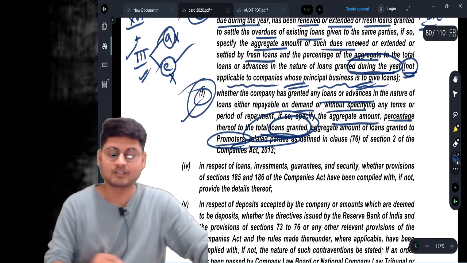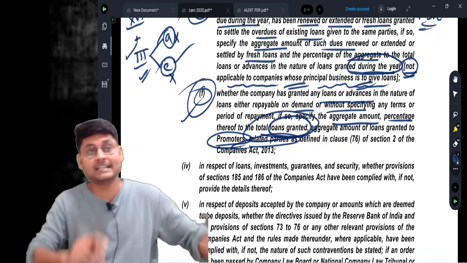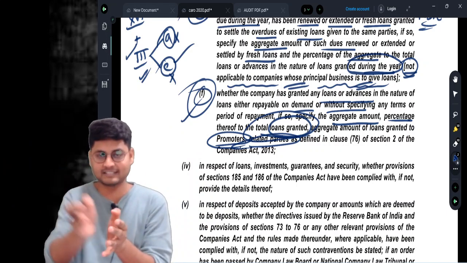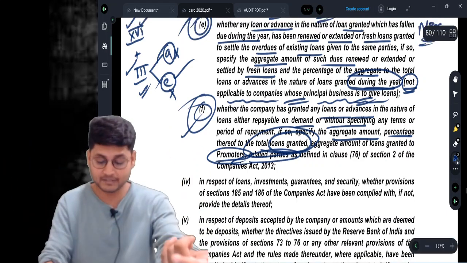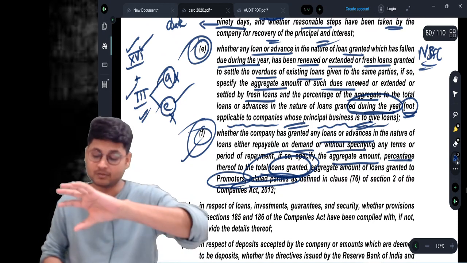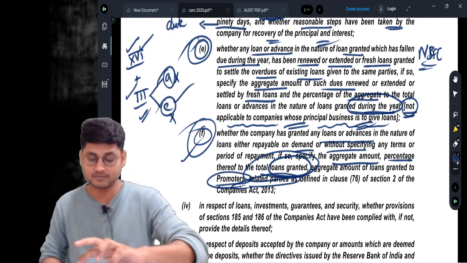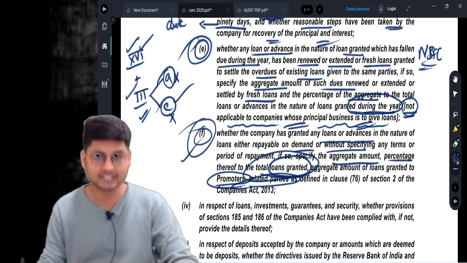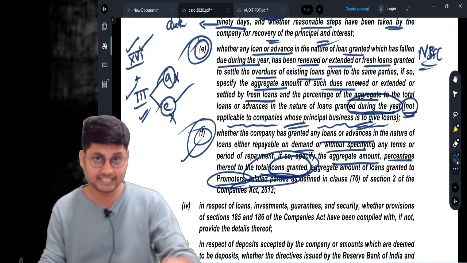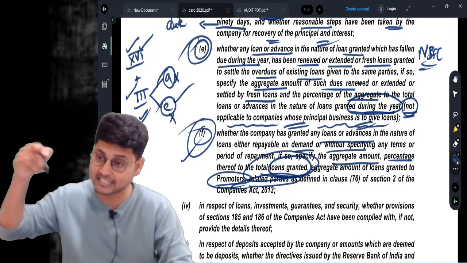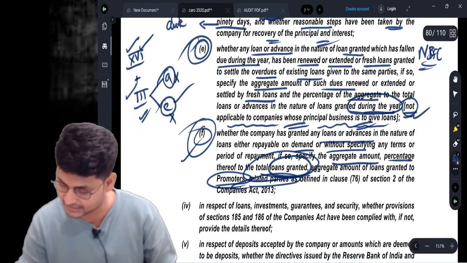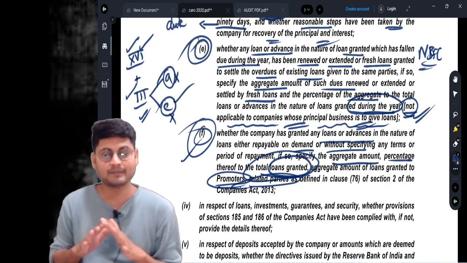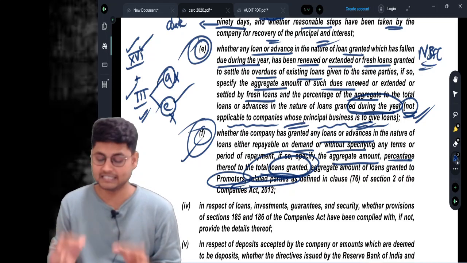Again, this is clause number F. So you need to take the total amount of loan, and out of that, what is the total loan which is given to promoter and related parties? This is what you need to write. However, in clause number E, the percentage of the aggregate of loans which are renewed, extended, and fresh loans granted during the year shall be taken out of the total loans which are granted also during the year. That is what is there in subclause number E. So with this, I am done with clause number 3 in detail.